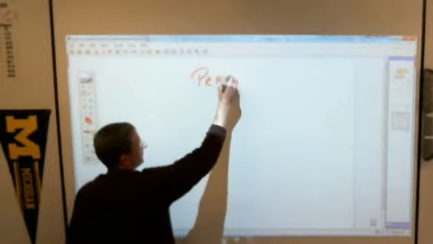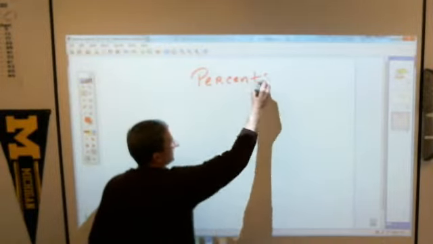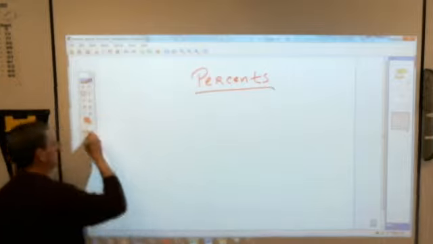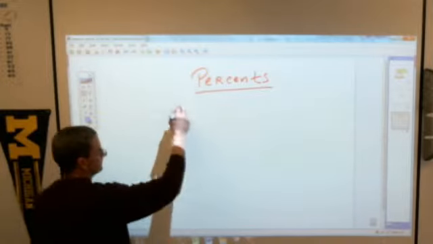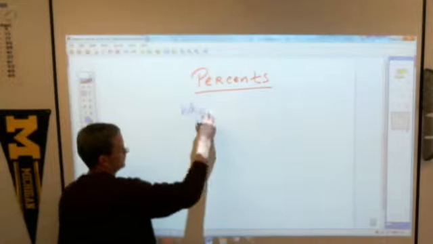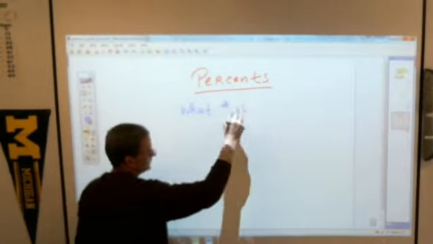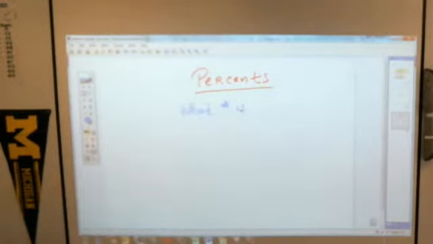First thing, we're talking about percents. Not like we haven't done percents before, but I'm going to write down a couple different problems and then throw a couple things at you. Here's one. What number is 125% of 48?